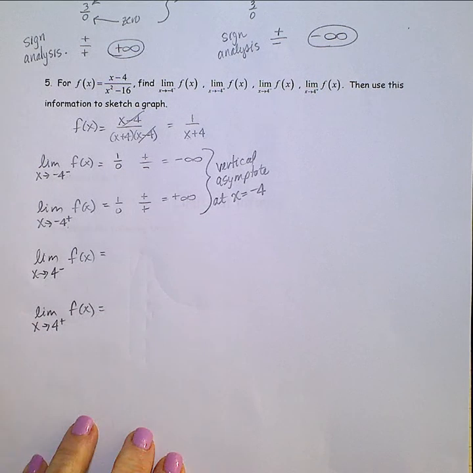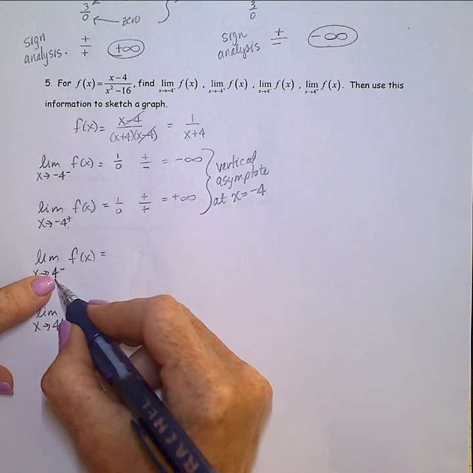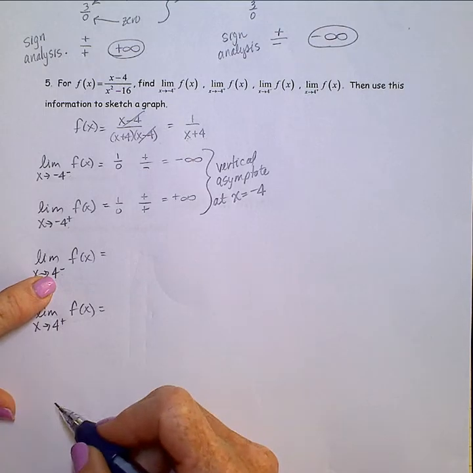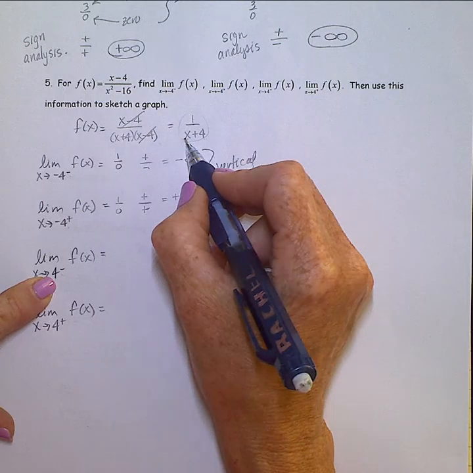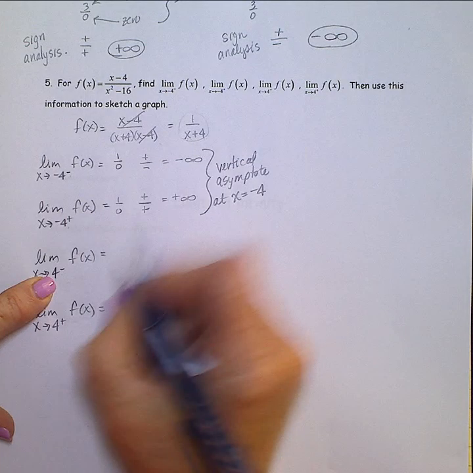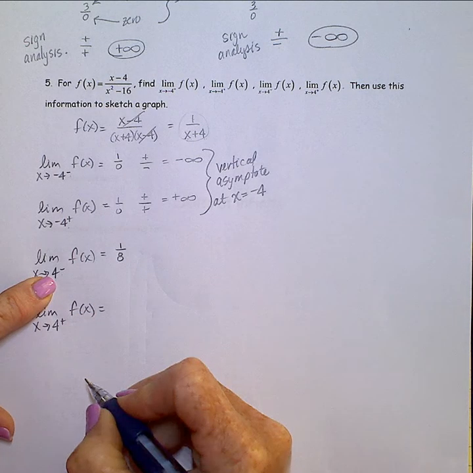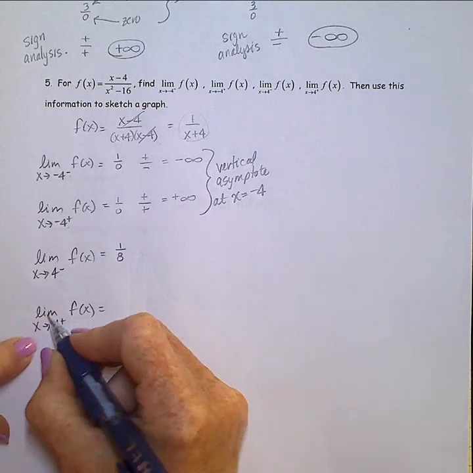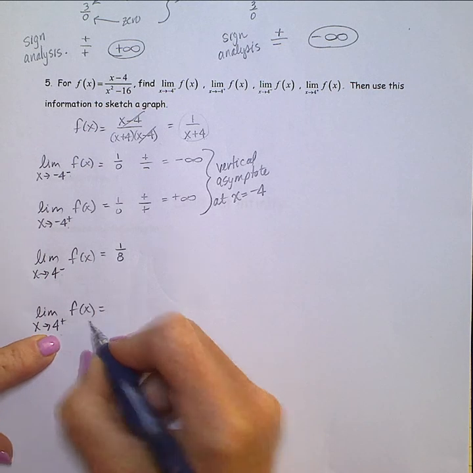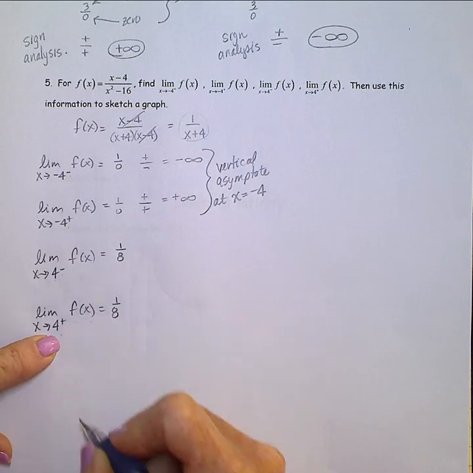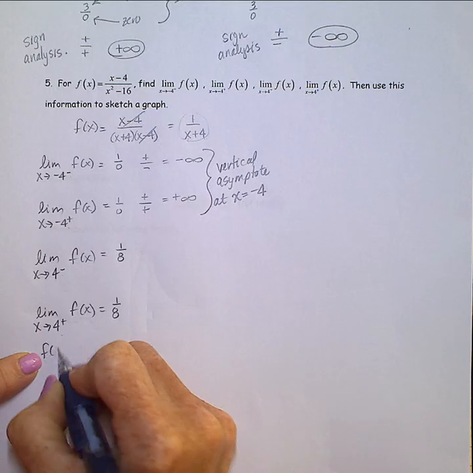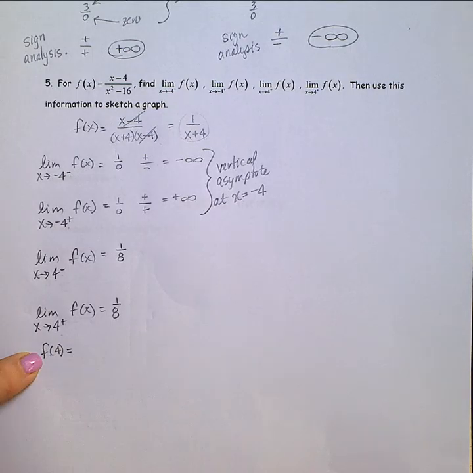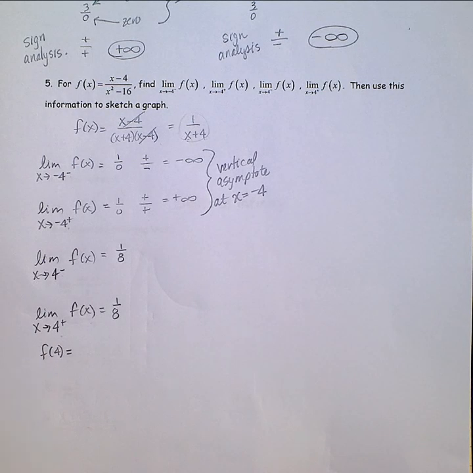Okay. All right, how about this one? The limit as x approaches 4 from the left. Plug into the simplified form and we're going to get 1/8. Same thing coming at 4 from the right: 1/8. But what's f of 4? f of 4 is not 1/8.